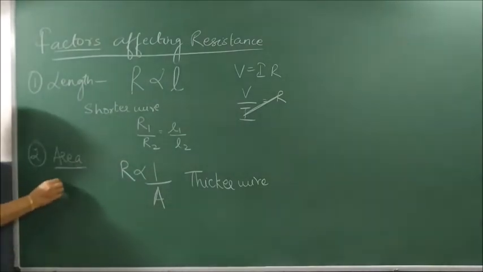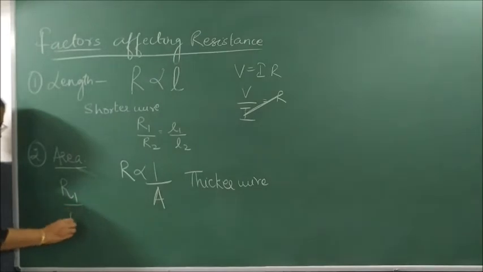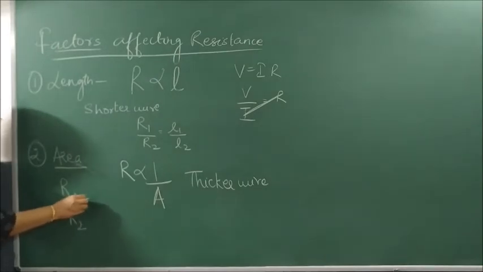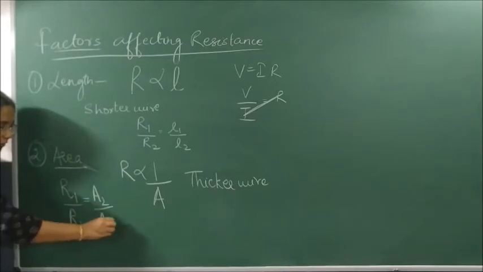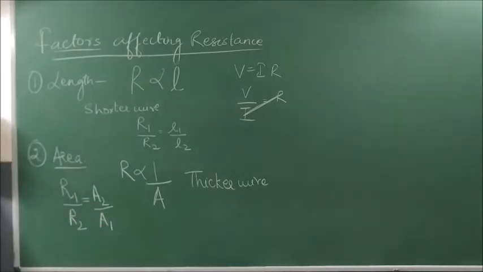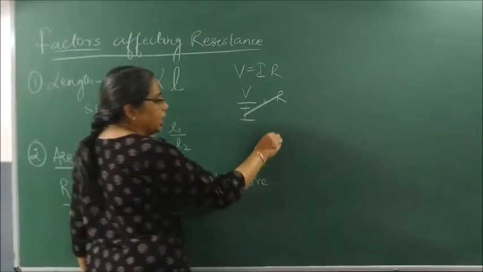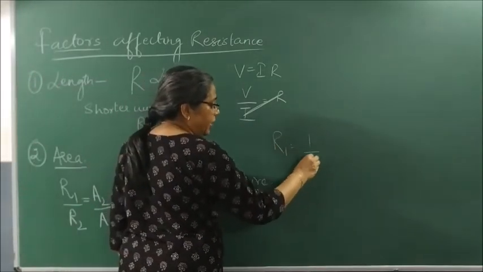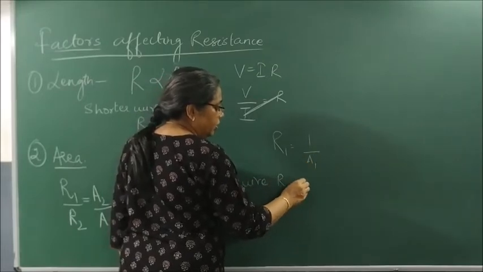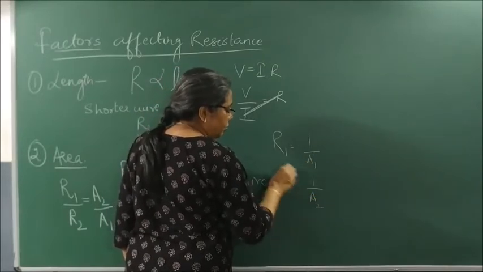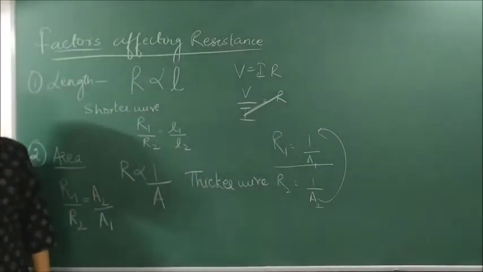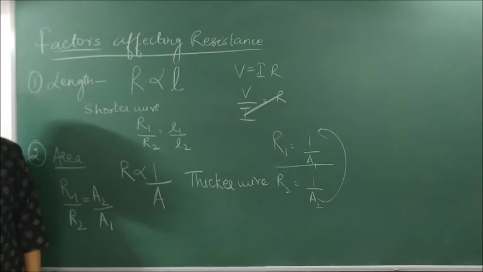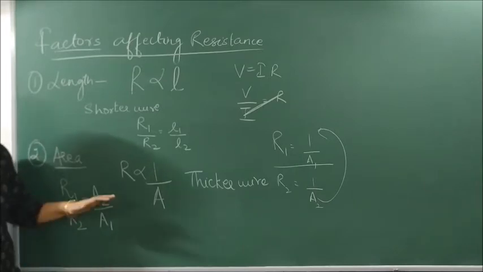Now, if there are two wires of resistance R1 and R2, with areas A1 and A2, then R1 by R2 will be equal to what? A2 by A1. Figure out how it comes, because R1 is equal to what? 1 by A1 and R2 is equal to what? 1 by A2. If I take a ratio, this will come up. So R1 by R2 is equal to what? A2 by A1.